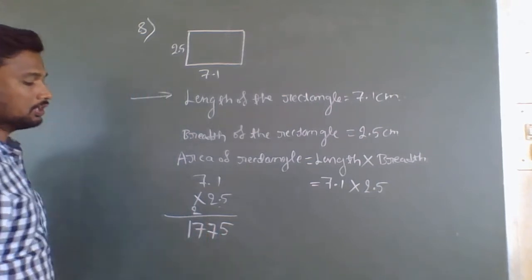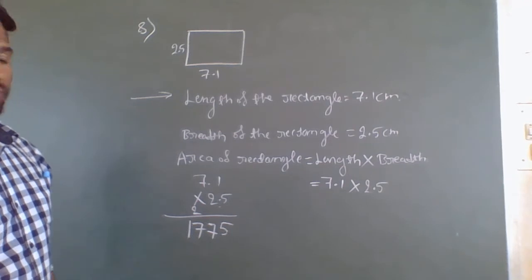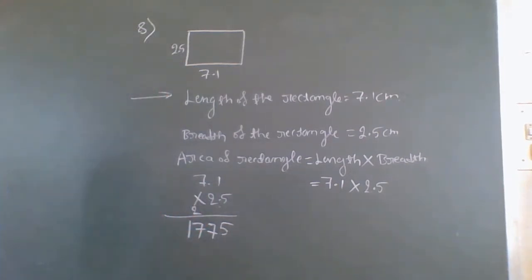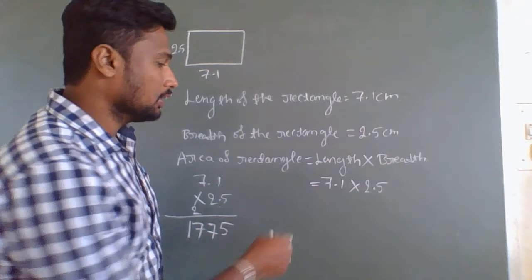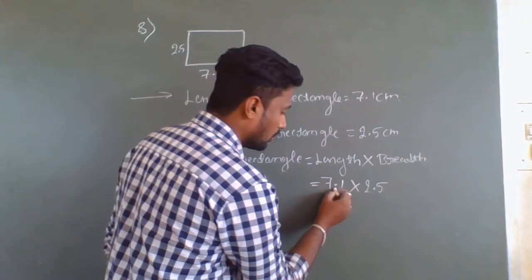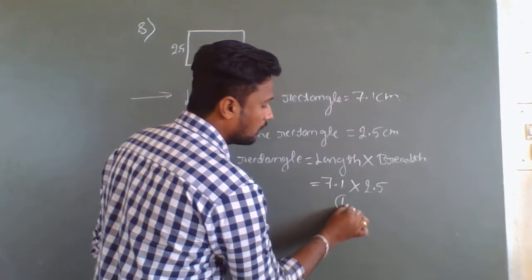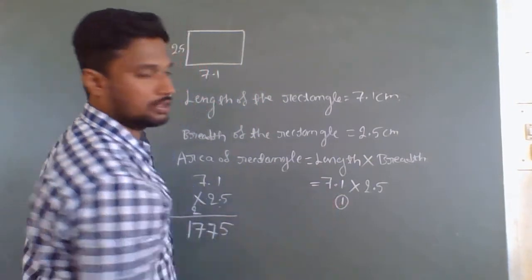177. Okay, so what do we have here? 1775. But here you have to consider the decimal point. How to consider the decimal point? You can see in 7.1 also, after the decimal point only one digit is there.